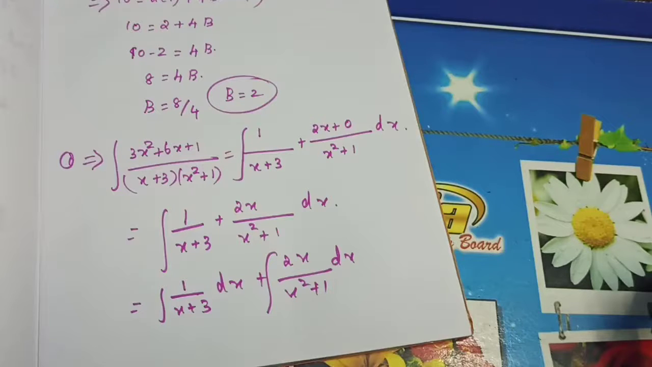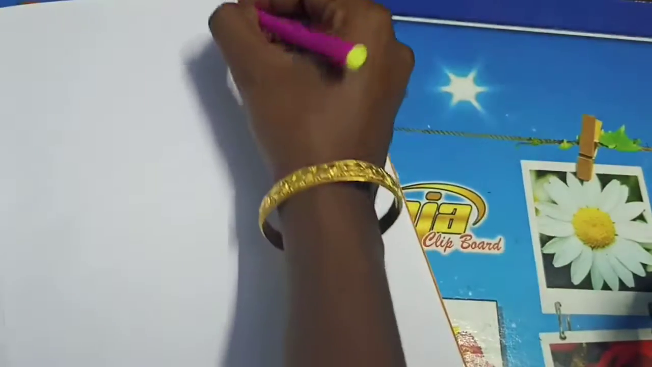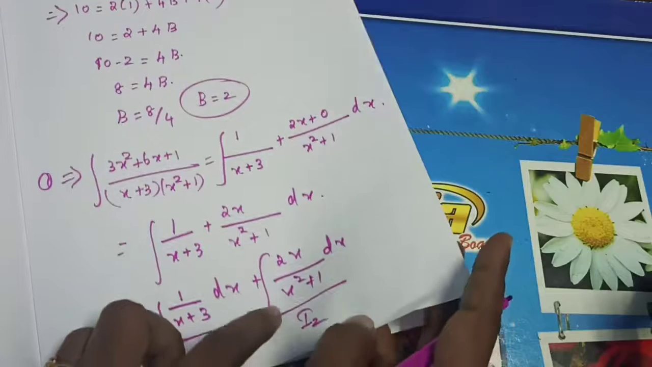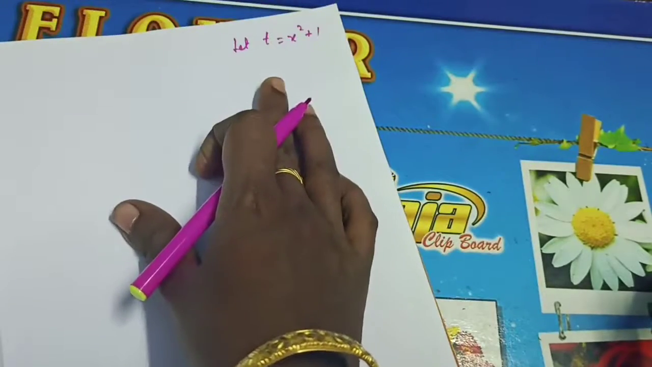Okay. So now here we are going to consider something. Now I'm going to consider this as I1 and this as I2. Okay students, I'm going to consider this as I1 and this as I2. Okay. So on the side you can do it. What we are going to do is, let t is equal to x square plus 1. What's the denominator value here? x square plus 1. So I'm going to consider this t as x square plus 1.